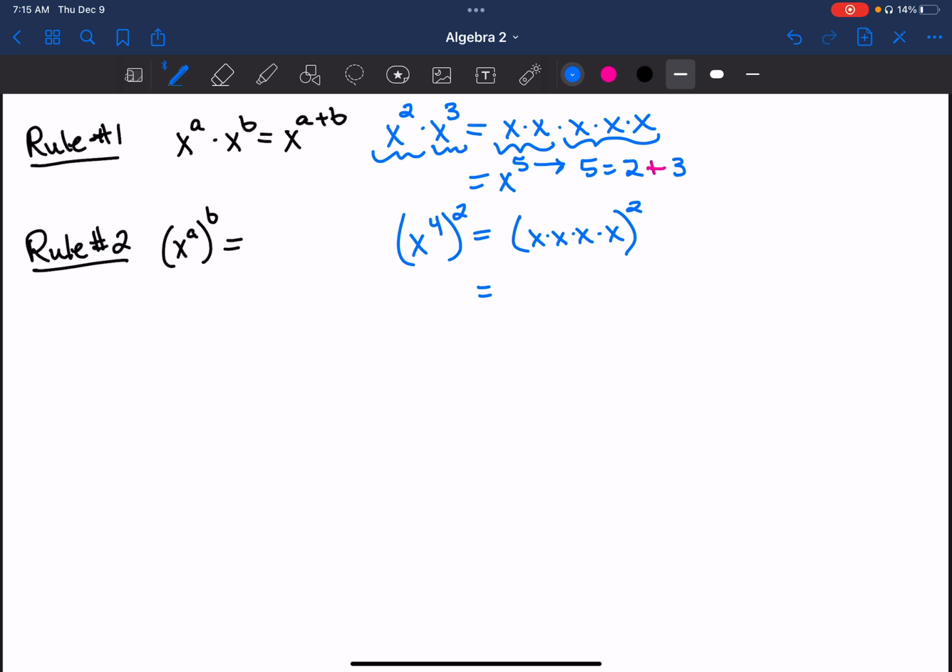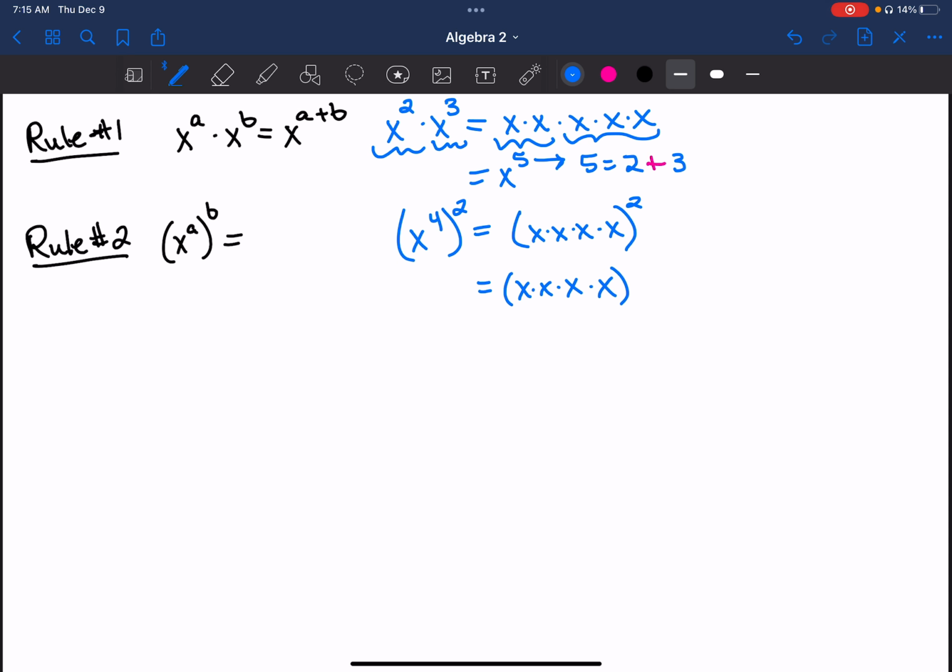Well, squaring something is multiplying it by itself. So here we have x times x times x times x times x times x times x times x. Let's count how many x's we have. Well, we have a group of 4 times a group of 4. So we have 4 plus 4 here. So we have x to the 8th.